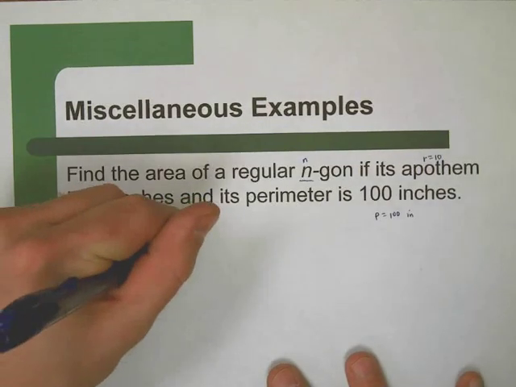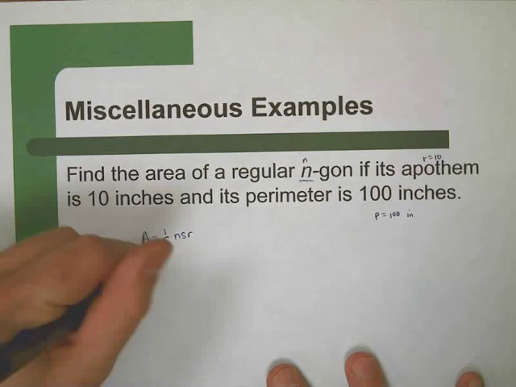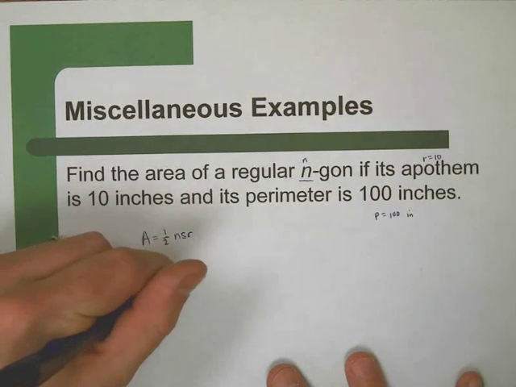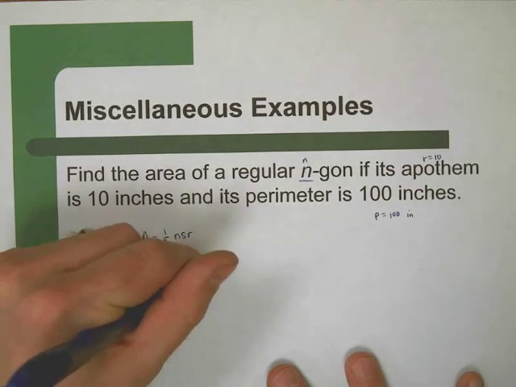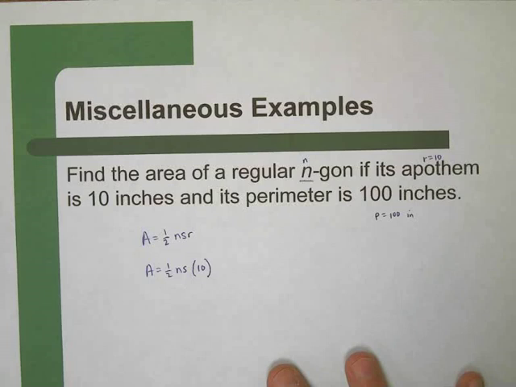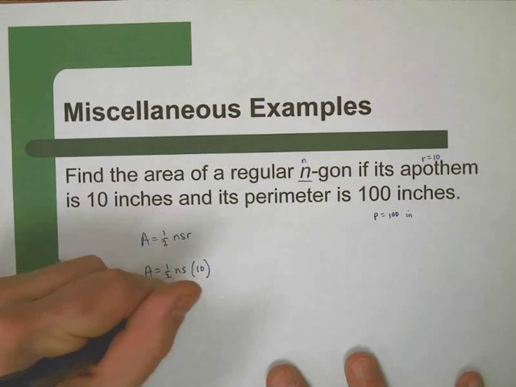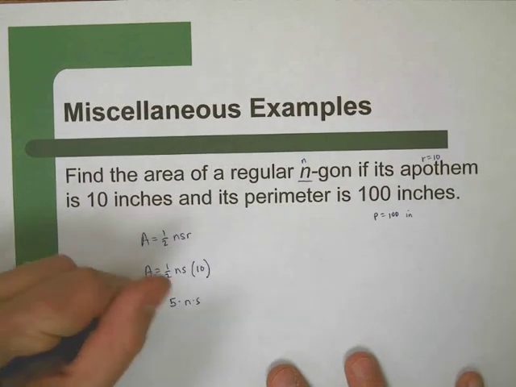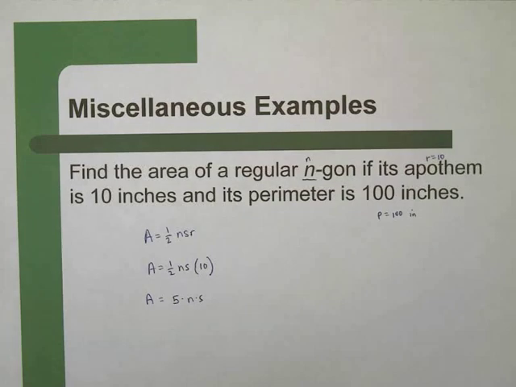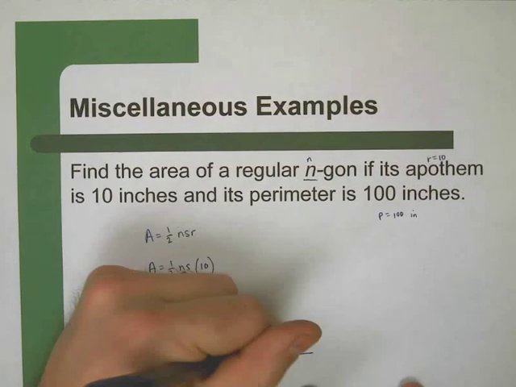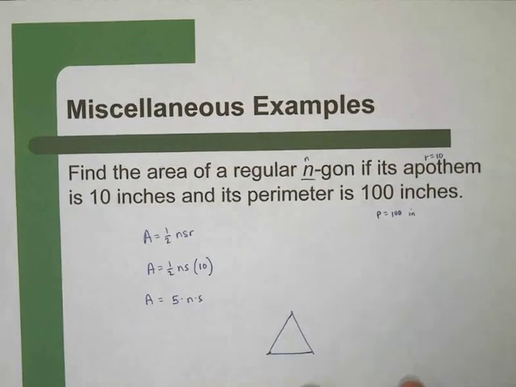But I know that the area is equal to 1/2 NSR. And I know then that 1/2 NS, I know R is 10. So at least I can combine those. 5 times N times S gives me the area. But I'm looking for the perimeter. The perimeter is 100 inches, right? So what's the relationship?